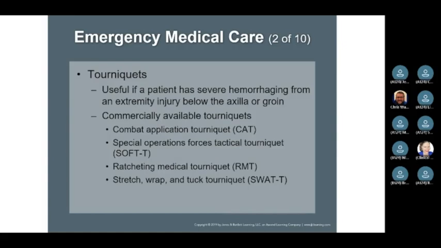It is useful if a patient has severe hemorrhaging from an extremity injury below the axilla or groin, and when the other methods are ineffective. A number of commercially available tourniquets are marketed. You have your CAT tourniquet, and then you have your SOF-T, and then you see all those that are listed. The ones that you're going to be mainly using are the CAT tourniquets. And it looks like the skill drill 27.2 lists the steps for applying the commercial tourniquet.